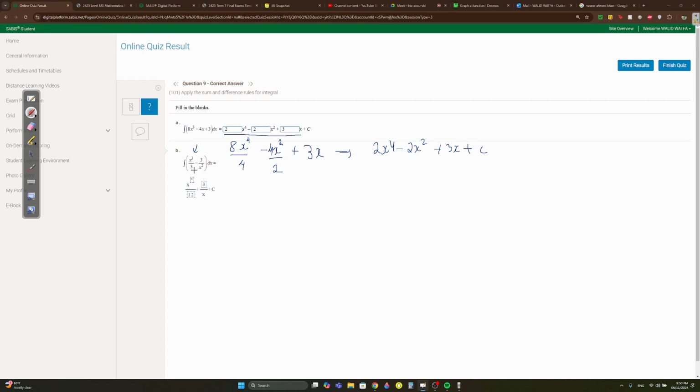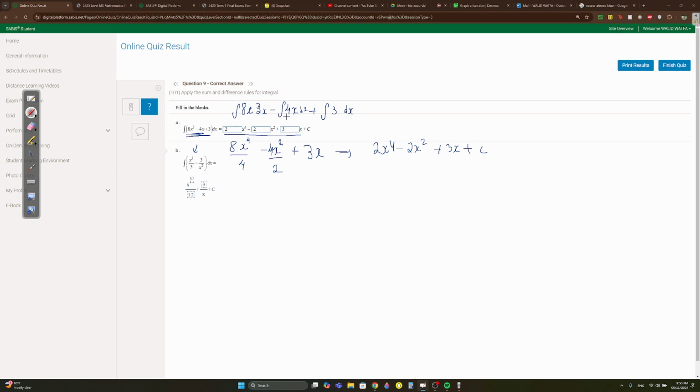Okay, to make our lives a bit easier here, I'm going to split this up into 2 integrals. Here, by the way, when I did this, I actually split it up into 3 integrals. Minus integral 4x plus integral 3 dx.